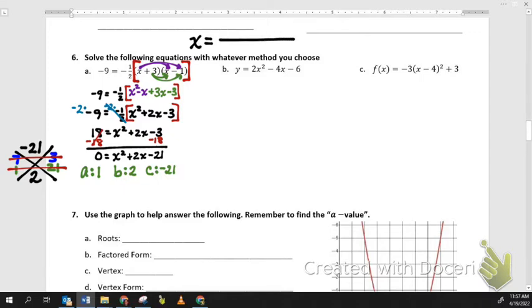I will give you quadratic formula and all 3 of the forms on the test tomorrow. It'll be up at the top of every single page. All right.